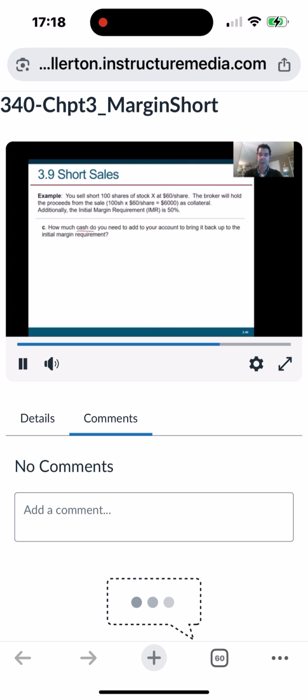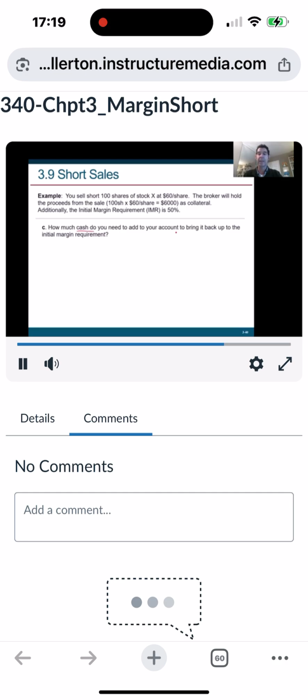How much cash do you need to add to your account to bring it back up to the initial margin requirement? So the broker contacts me and says, hey, we've got a problem. Your margin percent now is only 30%. You need to bring it back up to 50%.